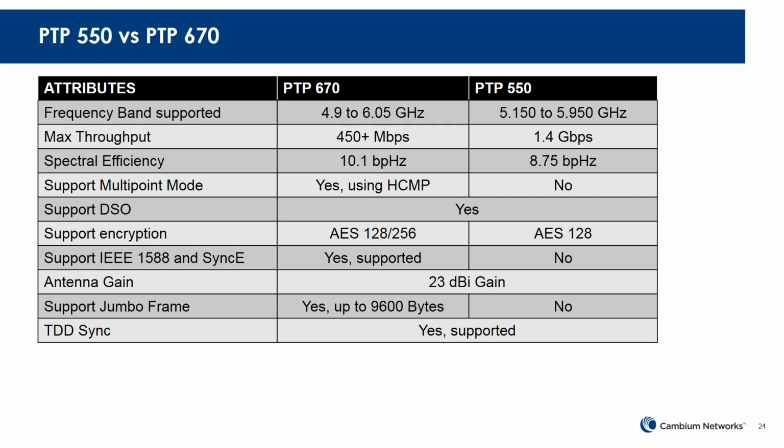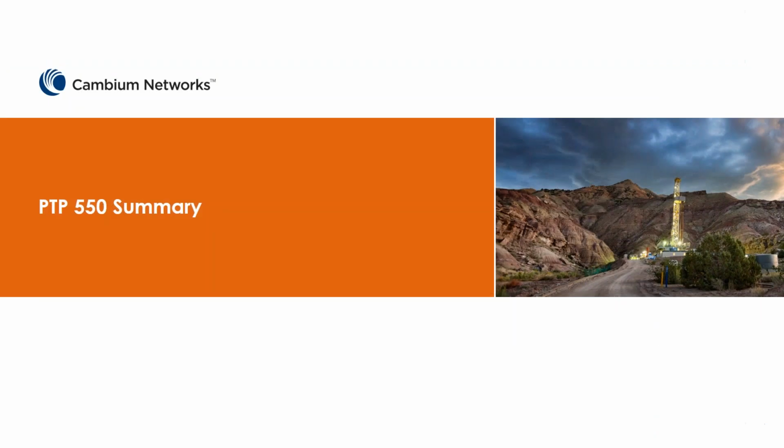The PTP 670 supports 1588 timer edge sync key, whereas the 550 cannot. The antenna gain for both the integrated versions is 23 dBi. We do not support jumbo frame for the 550, whereas the 670 supports up to 9600 bytes, and TDD sync is supported, as I mentioned earlier.